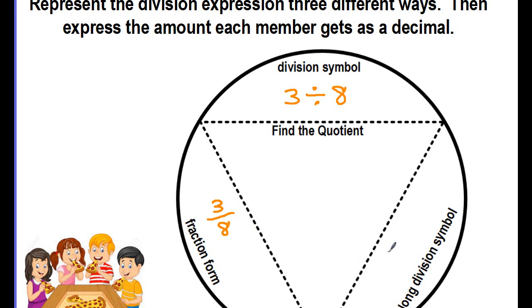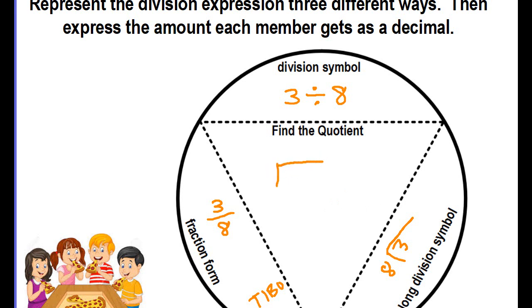And then for long division, that's actually setting up the long division house. Again, 3 divided by 8. Think of your TIBO. Top in, the 3. Bottom out, the 8. So this would be what it looks like with the long division symbol. If you were looking at the division expression up here with the division symbol, the first number is what goes inside the house. It's not the largest number, it's the first number. And then the second one goes outside. And then we find the quotient we can divide.